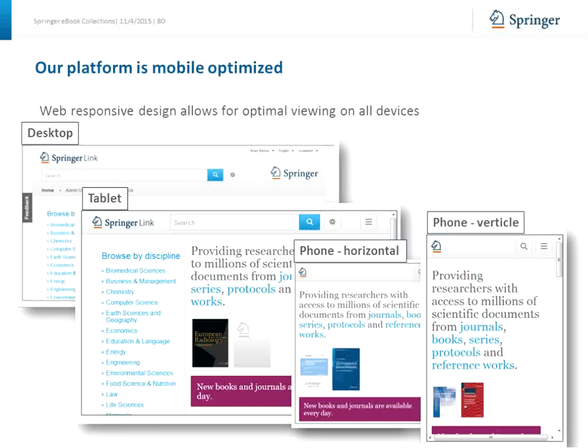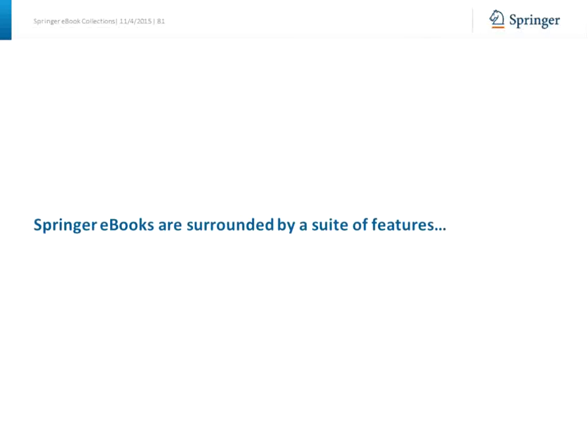So besides the fact that we have EPUB, which allows you to read the content on a mobile device, our platform is also mobile optimized. So on this page you see various representations of the same page on different devices. From a desktop to a tablet to a phone horizontal, phone vertical. The website will automatically detect what kind of device you're using, and it will present the information in the most suitable way for you to use and get to the content as fast as possible.